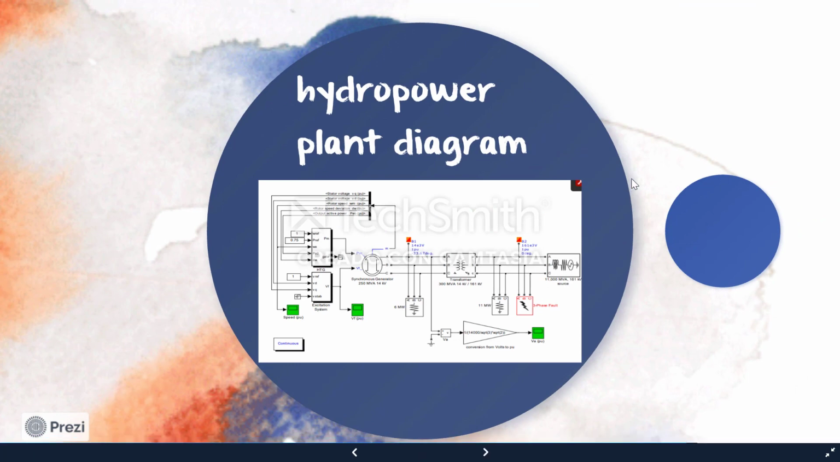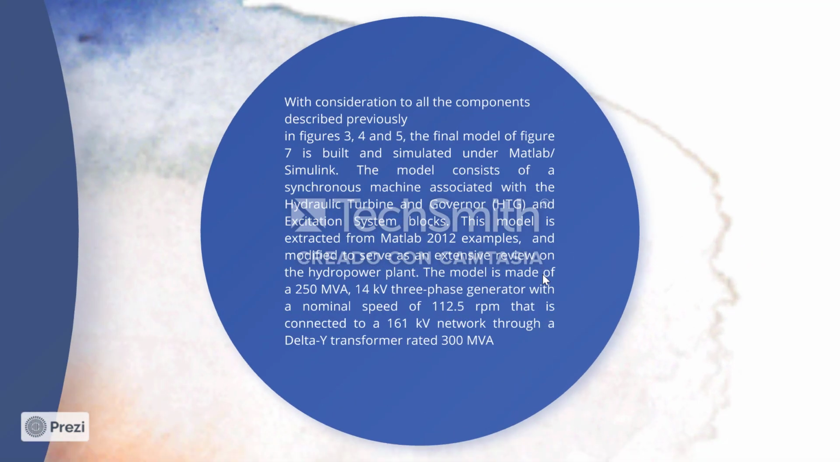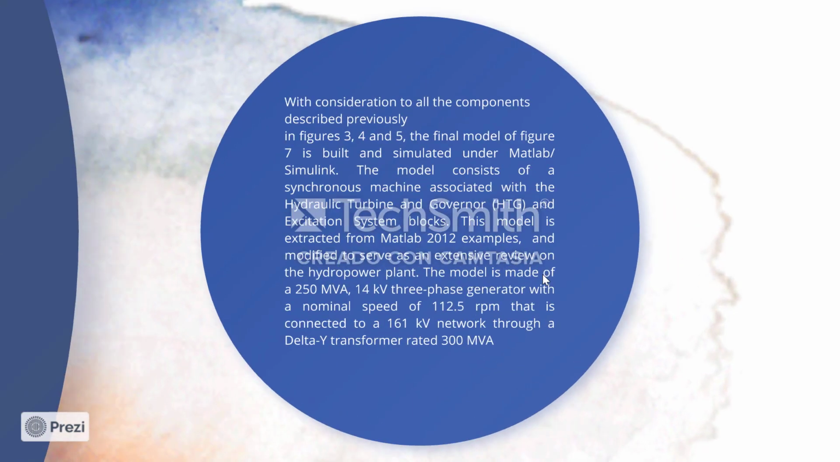Hydropower plant diagram complete. Take into consideration all the components described previously in figures 3, 4, and 5.